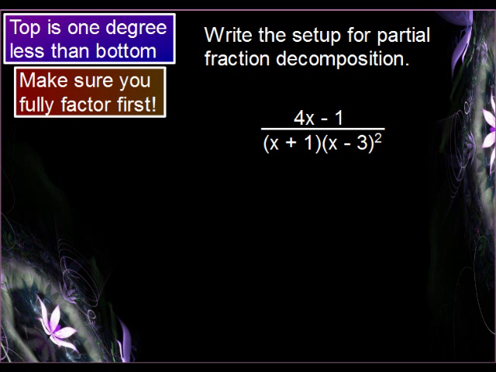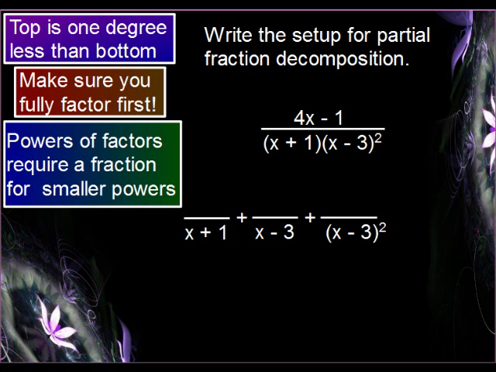So how about this one? You'll note that it's already fully factored out. So we're going to write a fraction for each factor here. So we'll need one for the x plus 1 and one for the x minus 3 squared. I want to make a note, though, that we want to account for when x minus 3 is not squared. That is a distinct possibility, and so we have to account for that.